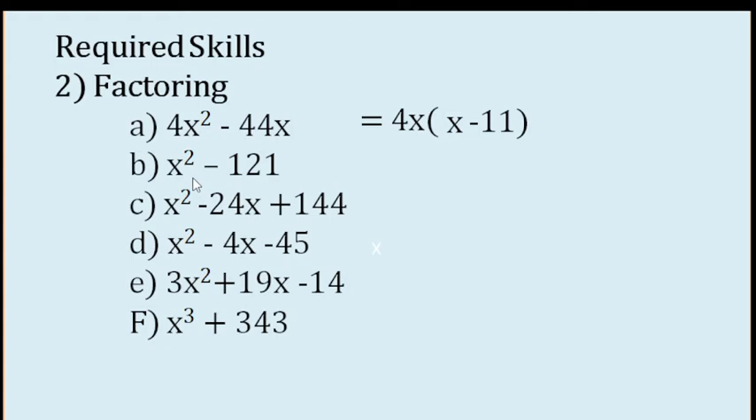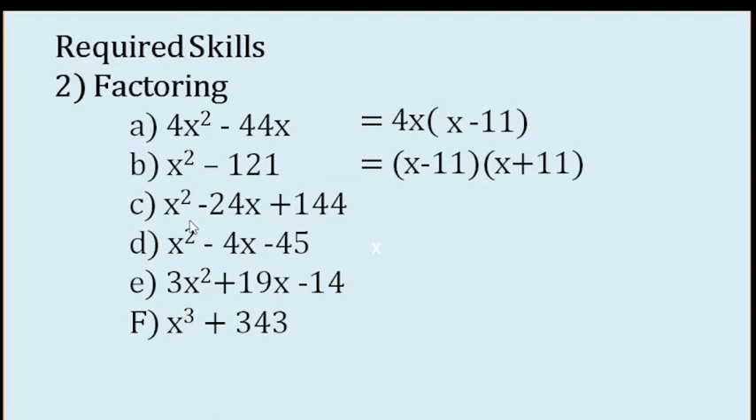Now here, the second type is the difference of two squares. So x squared is the first square and 121 is the second square. That means 121 is the second perfect square. So the factors here are just x minus 11 and x plus 11.